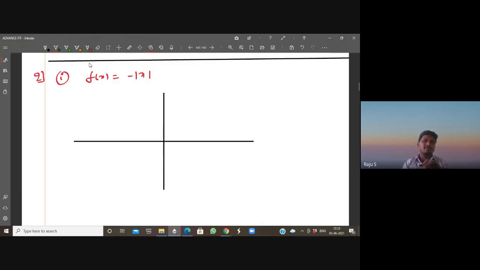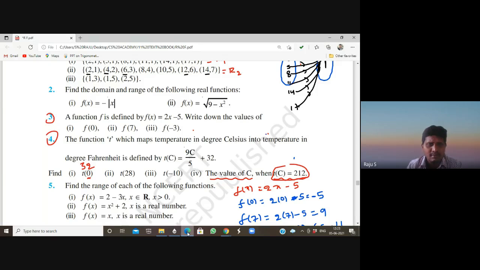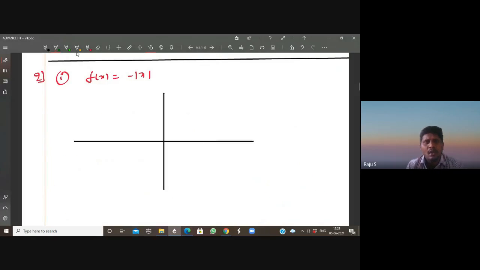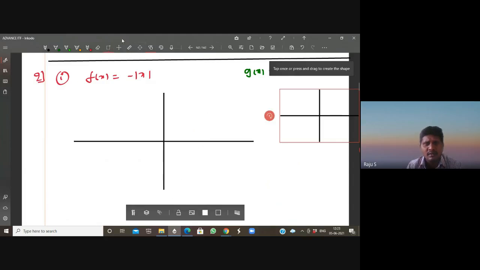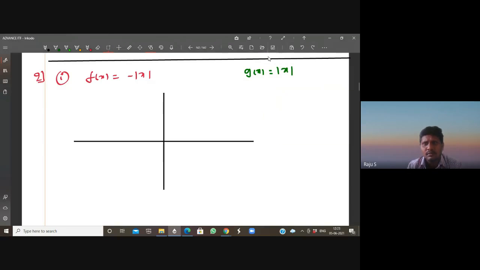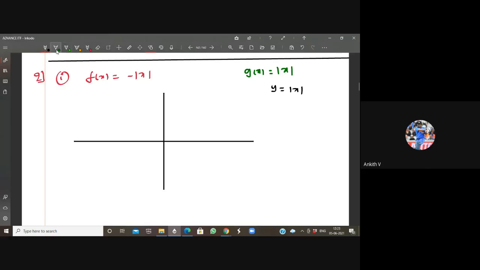Okay, students, let's see here. The given function is f of x is equal to minus modulus x. Am I right? Okay, first, g of x. I'm taking g of x as a function, modulus x. Can anyone tell what is the modulus x graph? Graph of modulus x. So g of x we can take as modulus x.